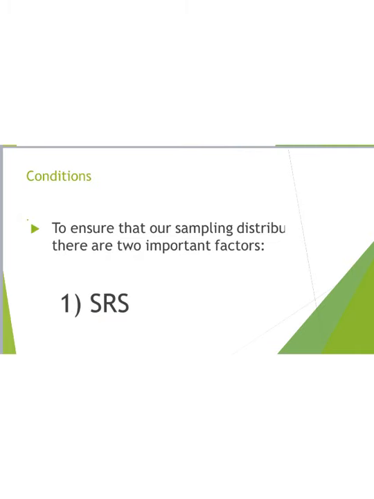To ensure that our sampling distribution is normal, there are two important factors, one being that it's a random sample, and the second being that n is 30 or more. Those two are the biggies.